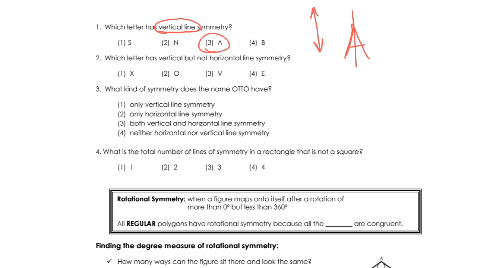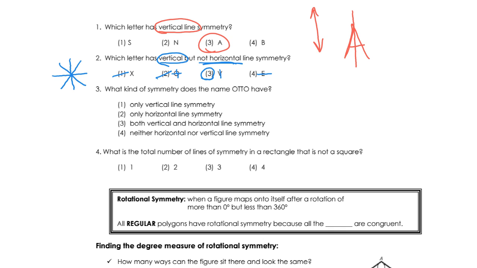Number 2, which letter has vertical but not horizontal? So we want the same vertical line symmetry, but I don't want to be able to chop it left to right. X actually has both lines of symmetry. If I draw you an X, it has vertical and it has horizontal. O also has vertical and horizontal. V has vertical, but no horizontal, so I think that's our choice. E has just horizontal.